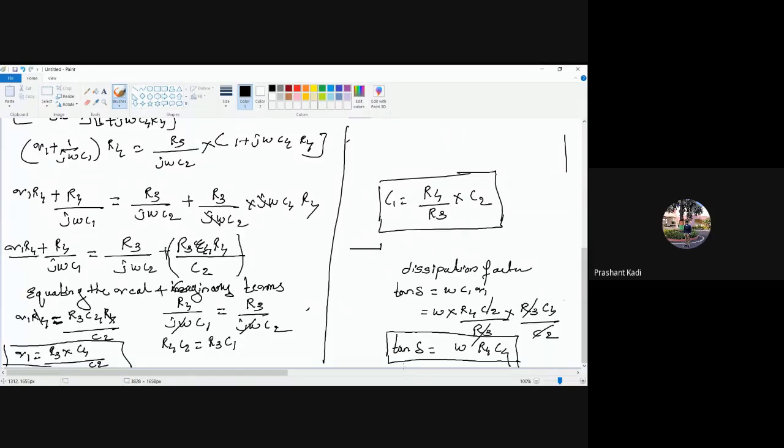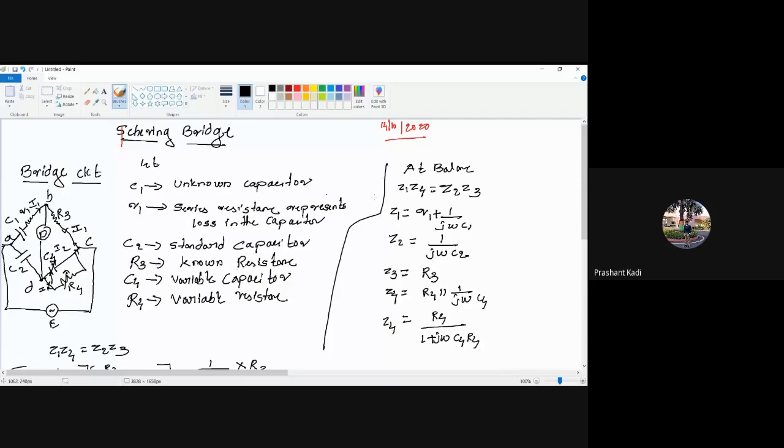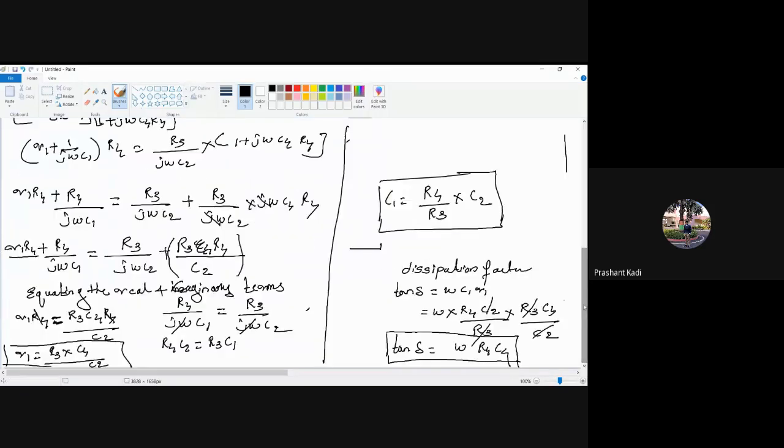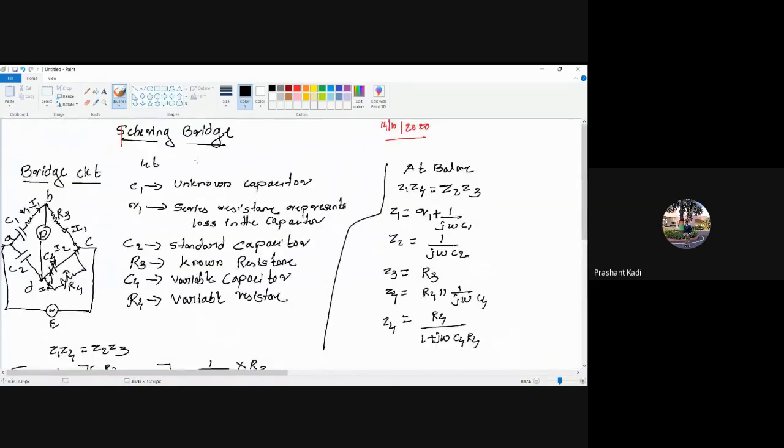Shall we take one simple example, a simple problem on this bridge? Yes, sir. Many times this question has been asked in the VTU exam. All of you written properly? Okay. So write down, we'll have a simple example on the bridge.